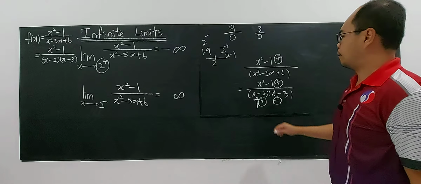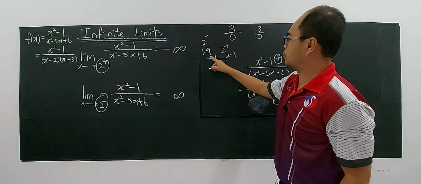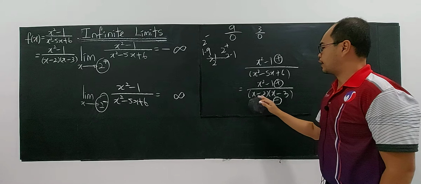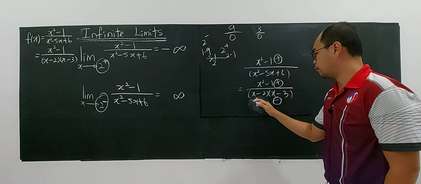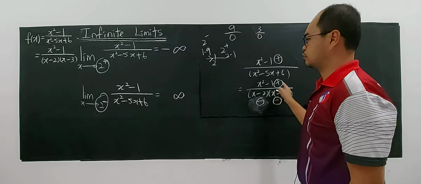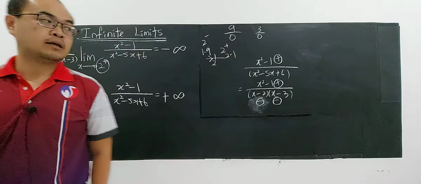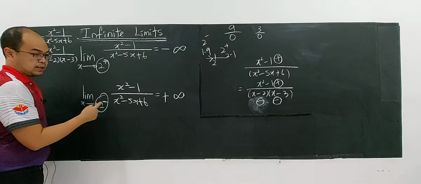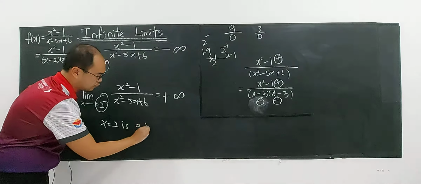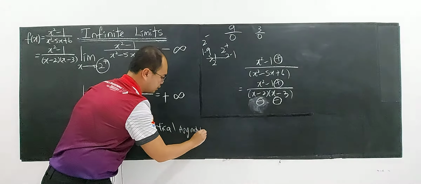Alright, so now we consider 2 from the left. From the left of 2 is 1.9. 1.9 minus 2, you're getting a negative number, right? So positive, negative, negative, positive. So finally you get positive infinity. This also proves that when approaching 2 from the right or from the left, one goes to infinity, so x equals 2 is also a vertical asymptote.